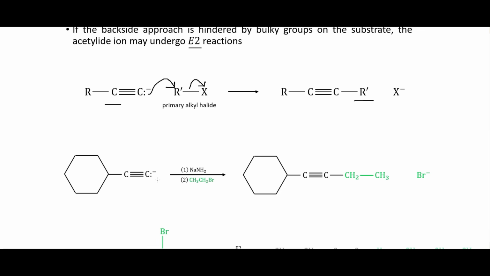And so this would be an example of that. We have our acetylide right here. This will come and bind onto this substrate here. The bromine will leave, and so we end up putting this ethyl group onto it like this. And so we're essentially adding these other alkyl groups onto here.